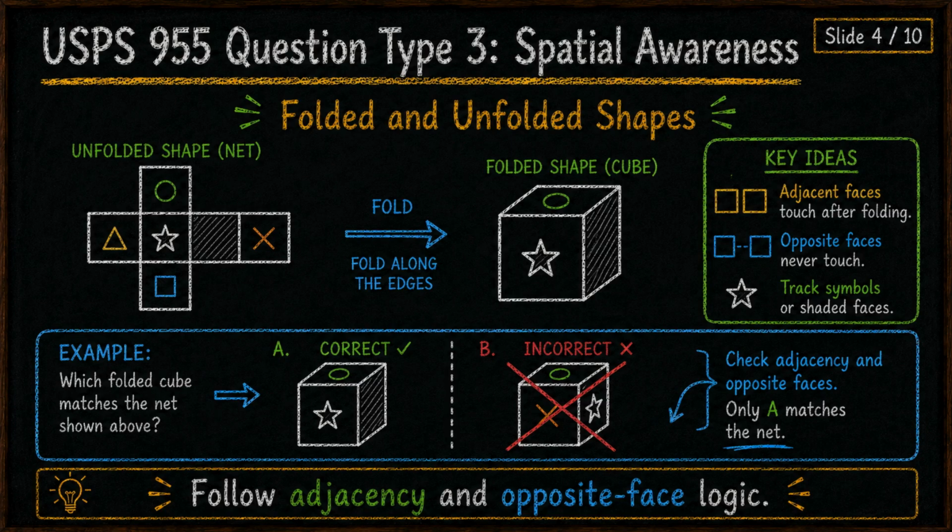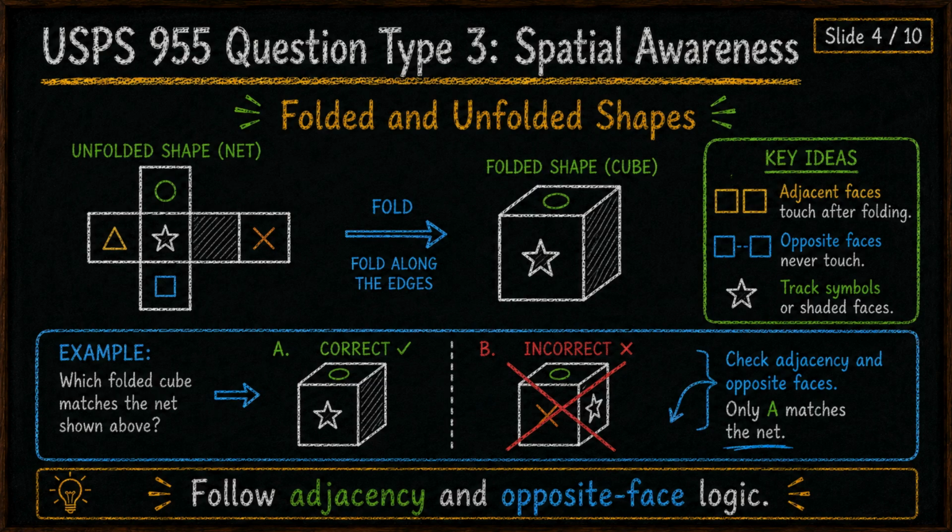Symbols and shaded faces are useful because they give you something to track. If the star is in the center, the faces around it become its neighbors. If the circle is above the star in the net, it may become the top face after folding. If the square is across the net from another symbol, they may become opposite faces. The question usually asks which folded cube matches the net.